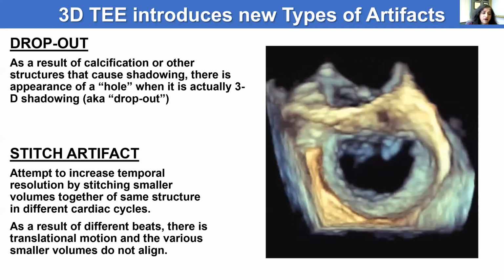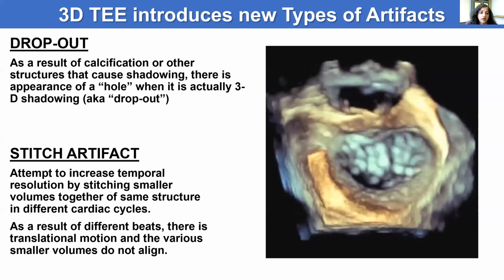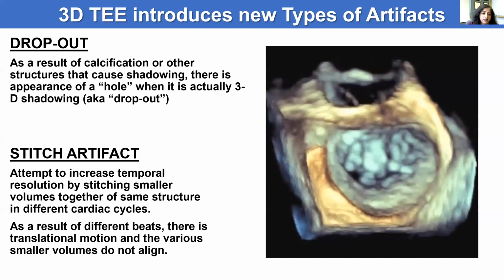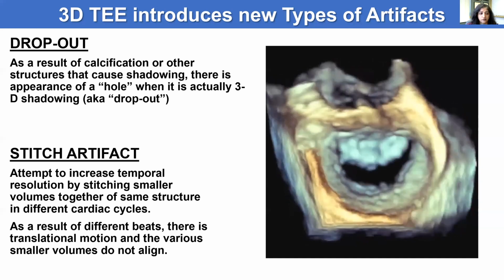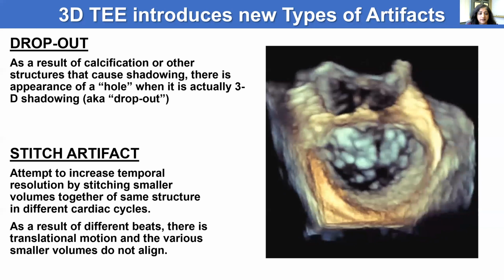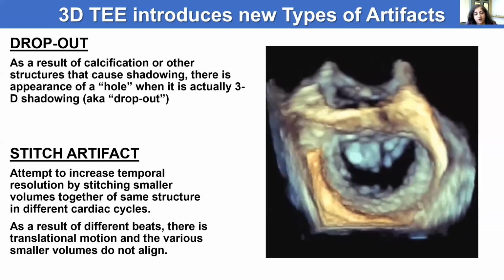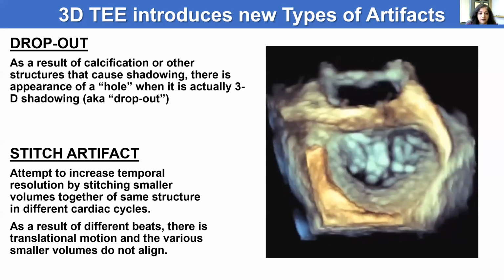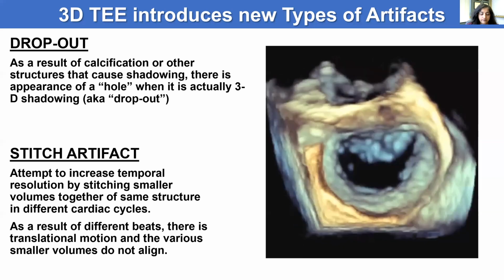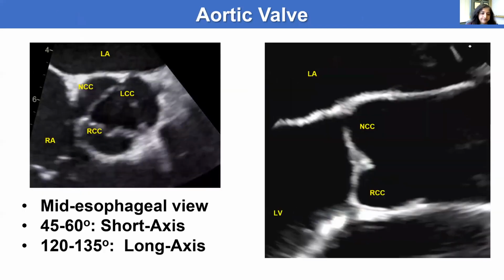Stitch artifacts are less common. In an attempt to increase the temporal resolution and spatial resolution of 3D TEE, certain software would stitch together smaller volumes over different cardiac cycles. And as a result of the different beats, there was some translational motion of the heart, and various smaller volumes may not align. I will say that these stitch artifacts were very common maybe 10, 15 years ago and have really gone away as technology has improved.